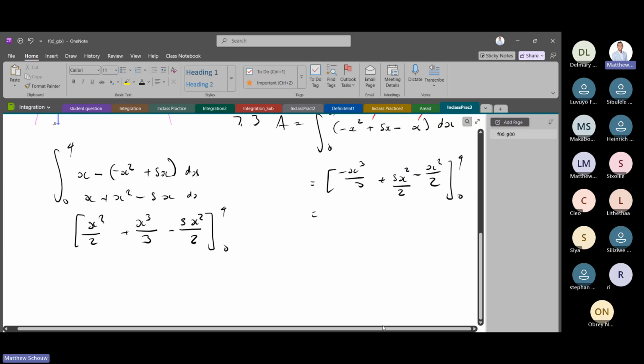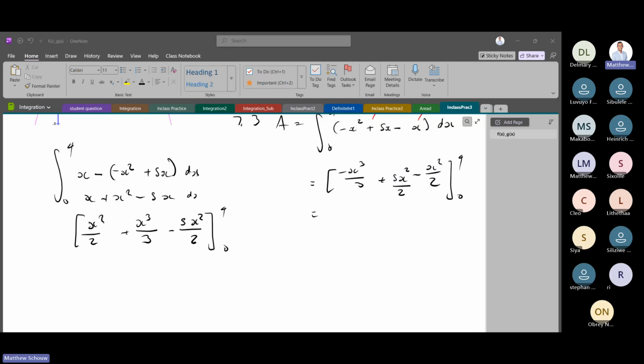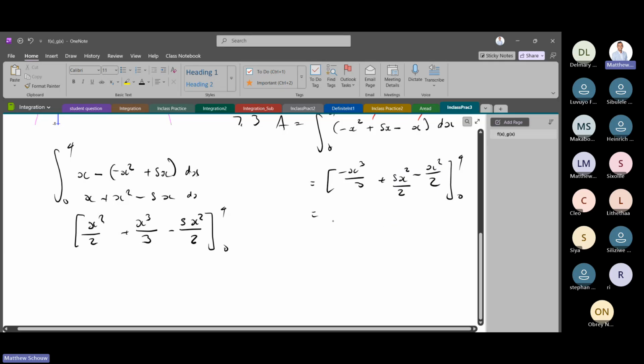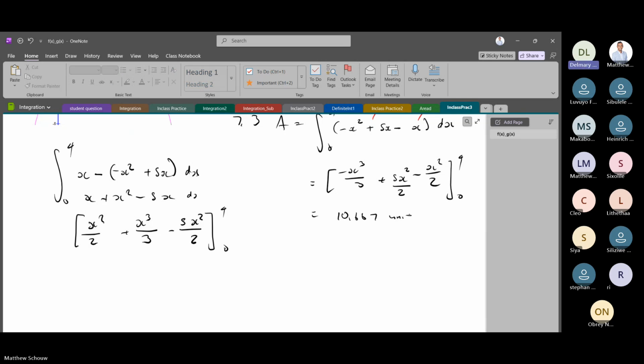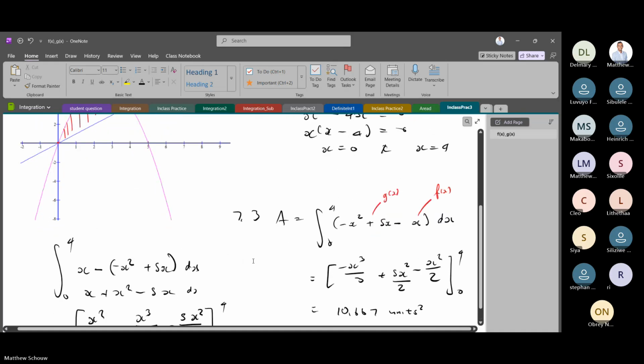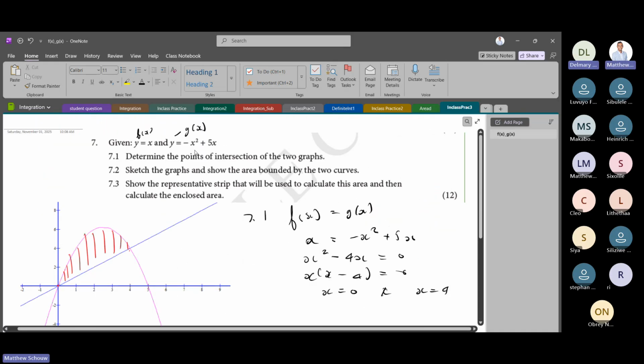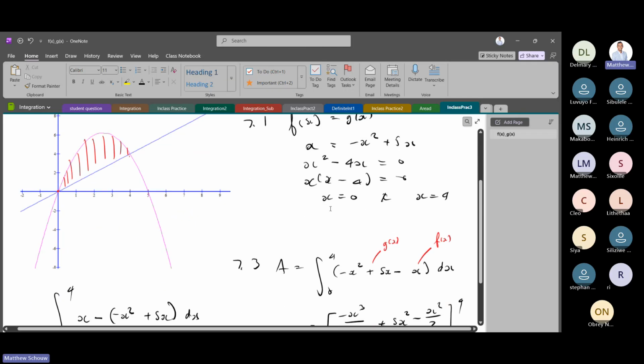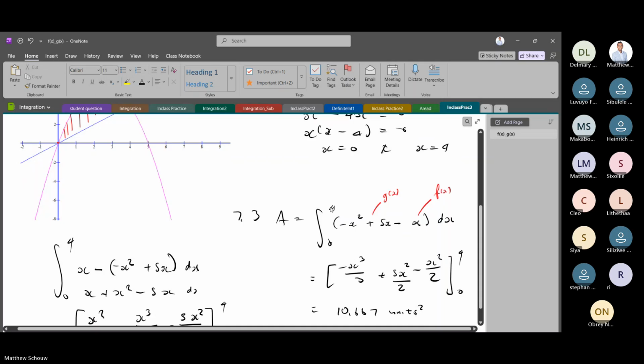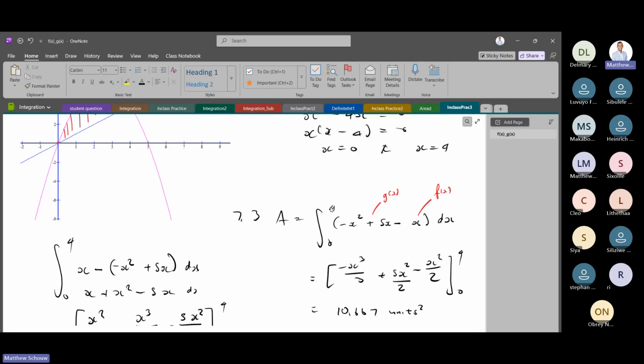But the correct answer according to this book should be 10.667 units squared. Is that correct? Can you go up more, to the question? Okay. Oh, that's why I got it wrong. The plus 5x. Yes, it's me. I was wondering why my graph was wrong.